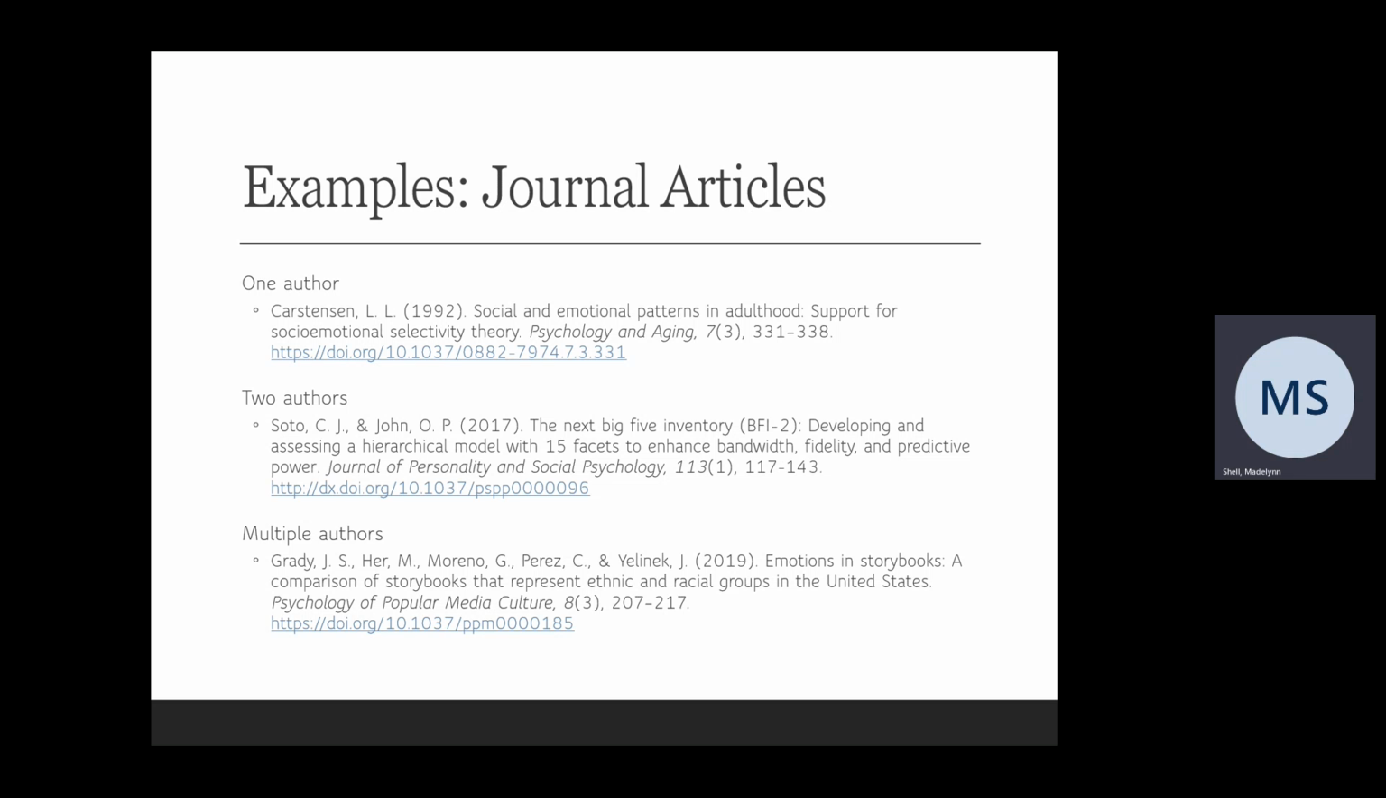Then we've got the journal title, which is Psychology and Aging for this first one. The journal title goes in what we call title case. So all the major words are capitalized and it should be italicized. Then a comma, volume number is also italicized. Issue number in parentheses right after the volume with no space in between is not italicized. Comma, page numbers. And notice that with the page numbers, we don't put a P or anything before it. You just list the page numbers.